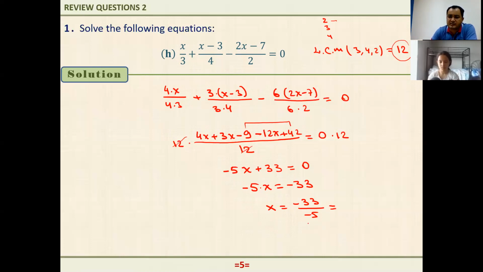Also, we can leave it as a mixed number, right? How many 5s do we have in 33? 6. So that is 6 and 3 over 5. That is the answer. In mixed form, because 6 times 5 is 30, 30 plus 3 is 33. That's the same thing as 33 over 5.